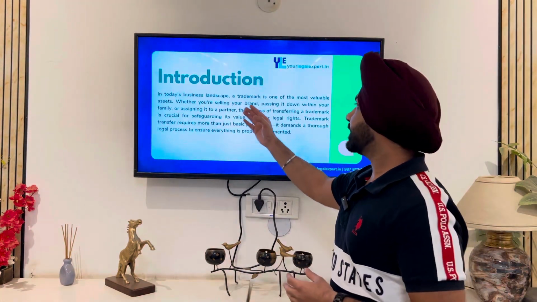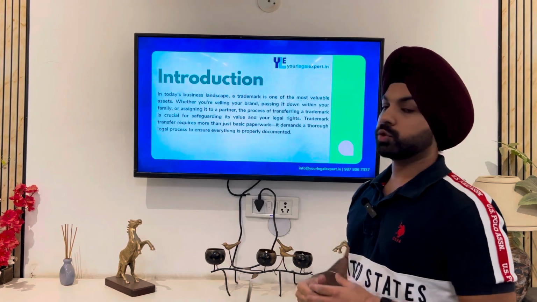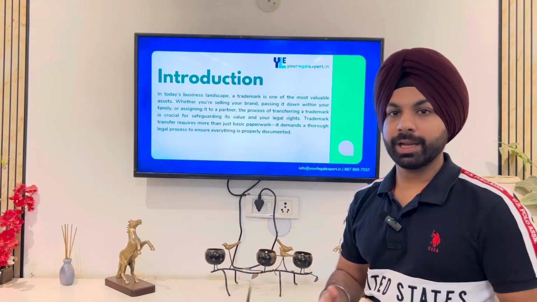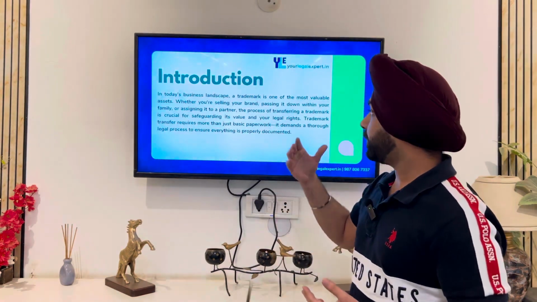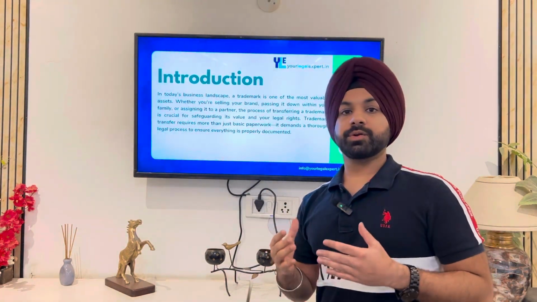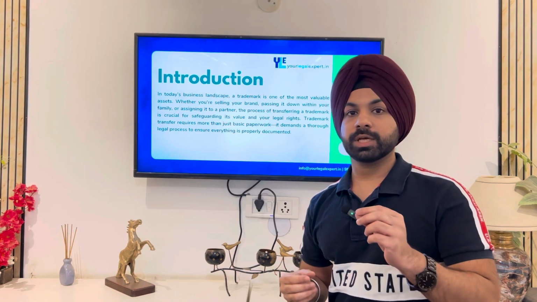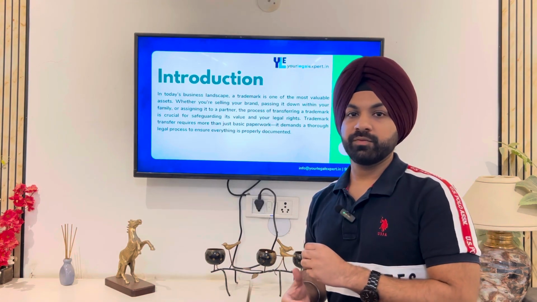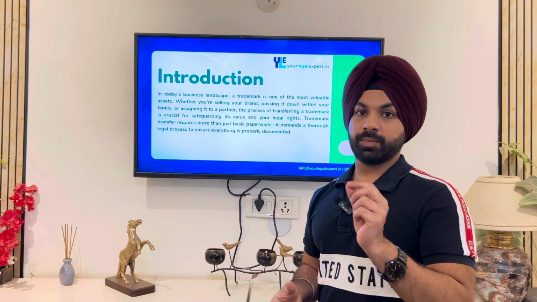We'll begin with the introduction part. So in today's business landscape, a trademark is one of the most valuable assets. Whether you are selling it, passing it down the line to your family, or transferring it to your partner, the process of trademark transfer is not a normal process. It's more than just paperwork. Not just deeds are involved, even affidavits, power of attorneys, and scrutiny reports are involved. And today in this video, we'll discuss that.